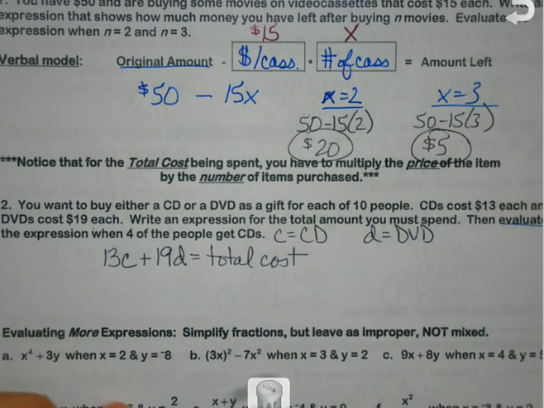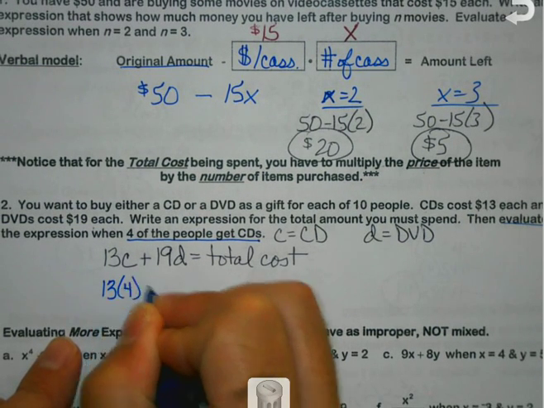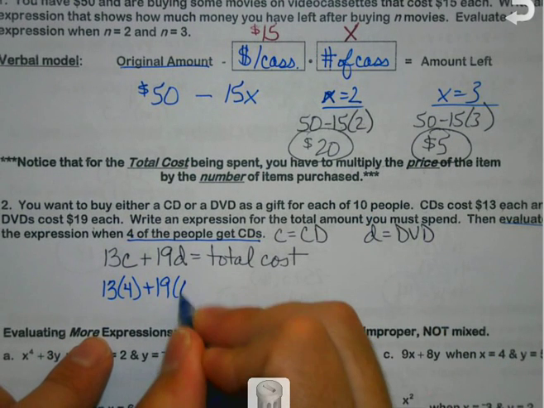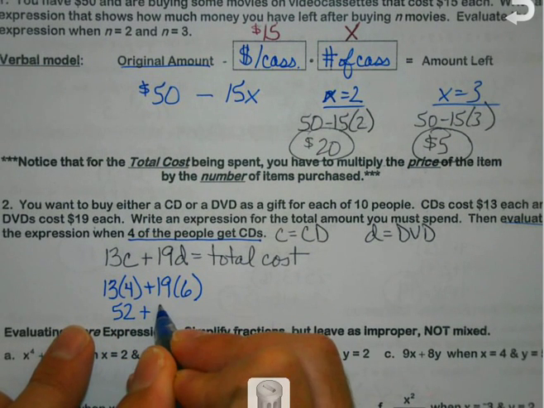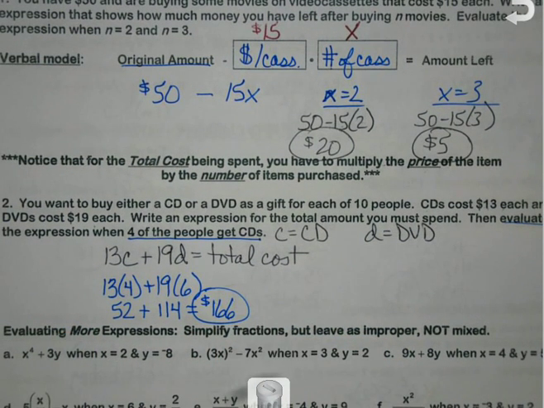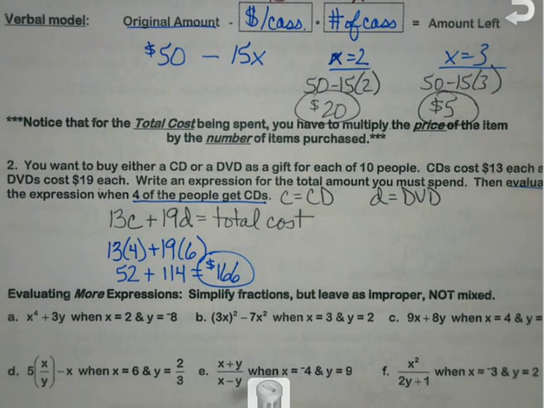Evaluate, solve, when 4 people get CDs. Okay. 4 people get CDs. How many people are going to get DVDs then? 6. If 4 out of the 10 here, I've got 6 left. And now I can go ahead and get my cost by multiplying this out and adding them together. So sometimes we've got to build the problem, plug in the numbers, and find them. But don't skip these, because these show up a lot in places. We just got to learn to work through them like anything else. More practice, we'll get better at it.